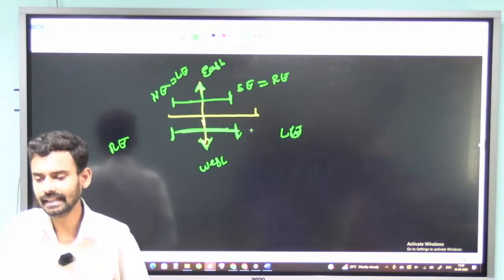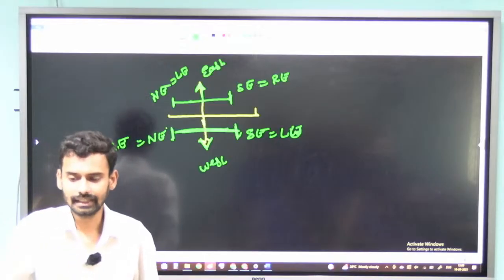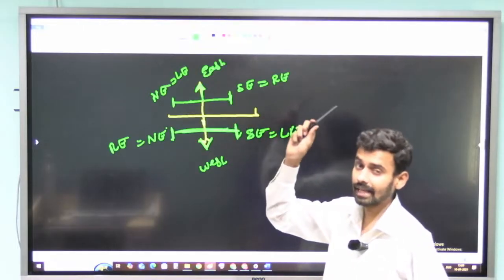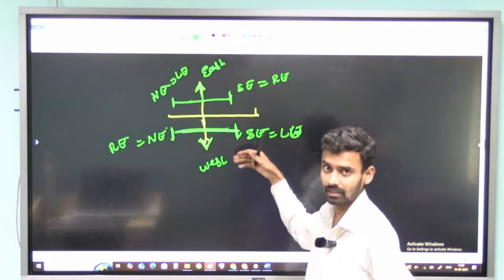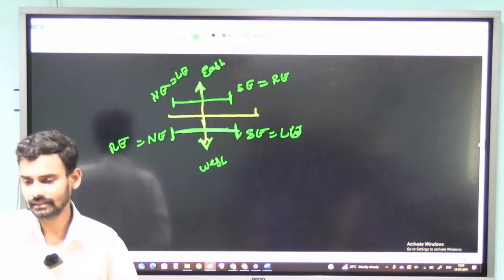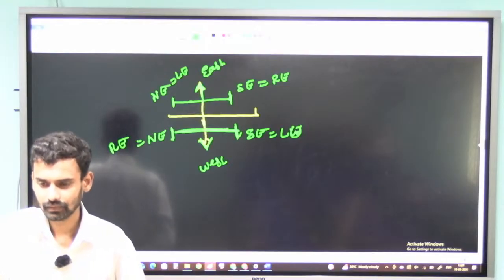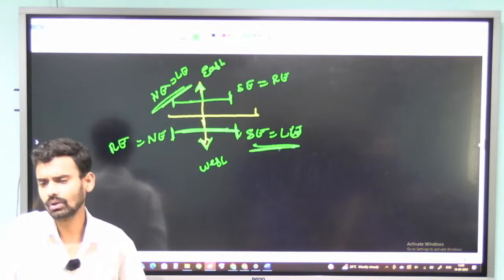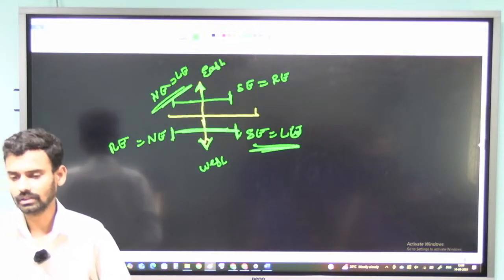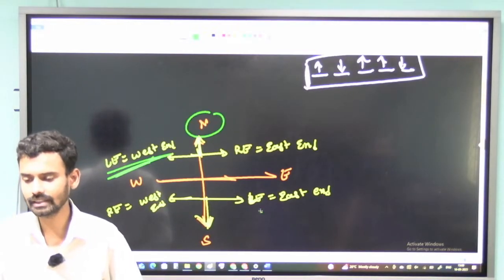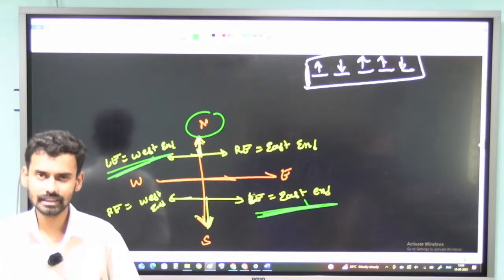So the south end will become the left end and the north end will become the right end. If we observe here, the north end and south end are not changing with respect to the facing direction, but what is changing is the left end and right end. So we need to assign the left end as the north end if they are facing east, and the left end as the south end if they are facing west. Similarly, we need to assign the left end as the west end when all are facing north, and the east end as the left end when all are facing south.